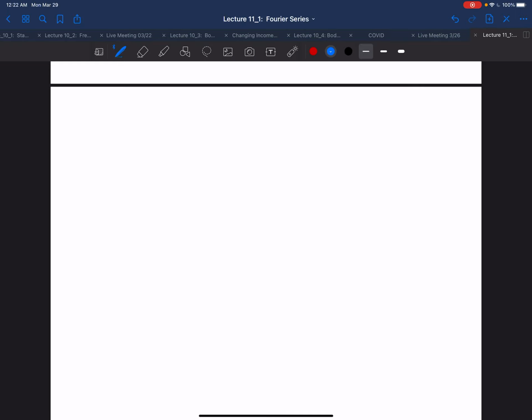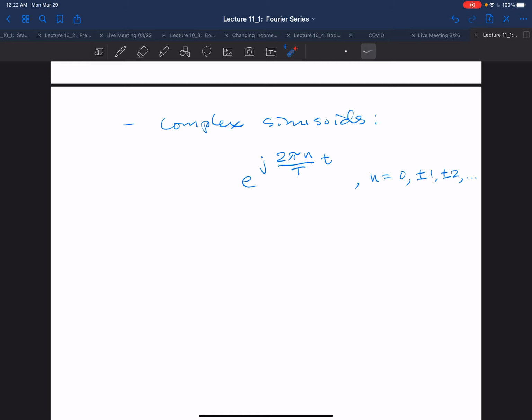So what are the complex sinusoids we're going to use to approximate such functions? We will write them as e to the j 2 pi n over capital T, t, for n equals 0, plus or minus 1, plus or minus 2, and so forth. For n equals 0, this just gives us a constant. So there can be a constant component of our periodic signal. That will be captured by the case where n equals 0.